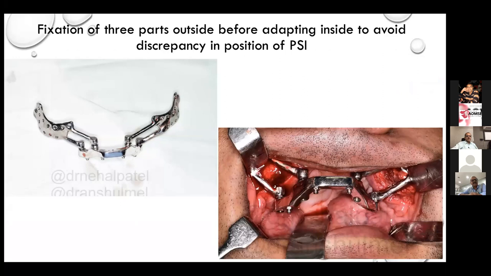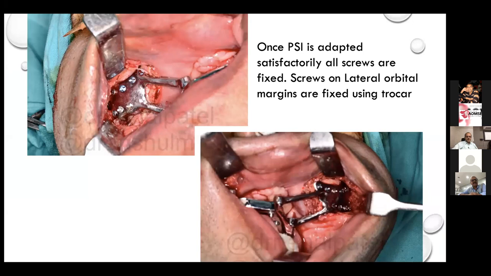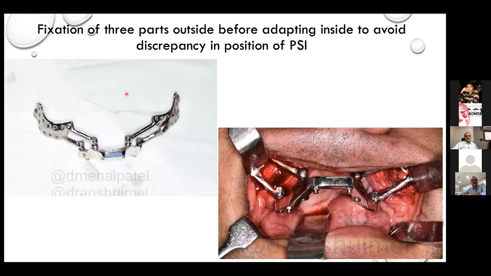Now, while placing the implant, you cannot place it directly in one piece. So what we do is we fix this on the right side first, left side first, and the bar is attached after placing the PSI inside. Once you place the bar, you have to fix the prosthesis before actually fixing the implant with the bone, so that you can achieve a proper occlusion on the table before you fix your PSI on the zygoma. So this is a very critical step, because when you put the patient in occlusion, both sides of the implant should adapt to the bone without placement of the screw.